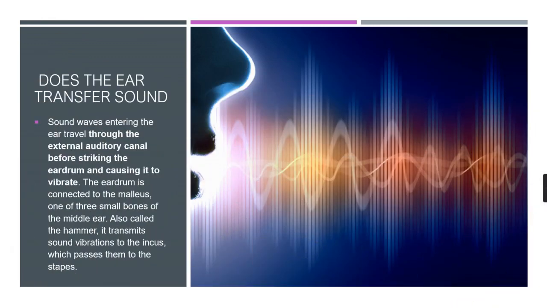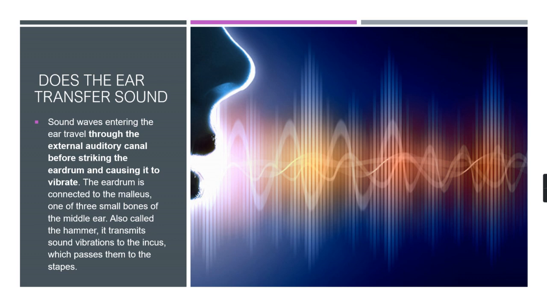How does the ear transfer sound? Sound waves enter the ear, traveling through the external auditory canal before striking the eardrum, and it is caused to vibrate. The eardrum is connected to the malleus, one of the three small bones of the mid-ear, also called the hammer. It transmits sound vibrations to the incus, which passes them to the stapes.